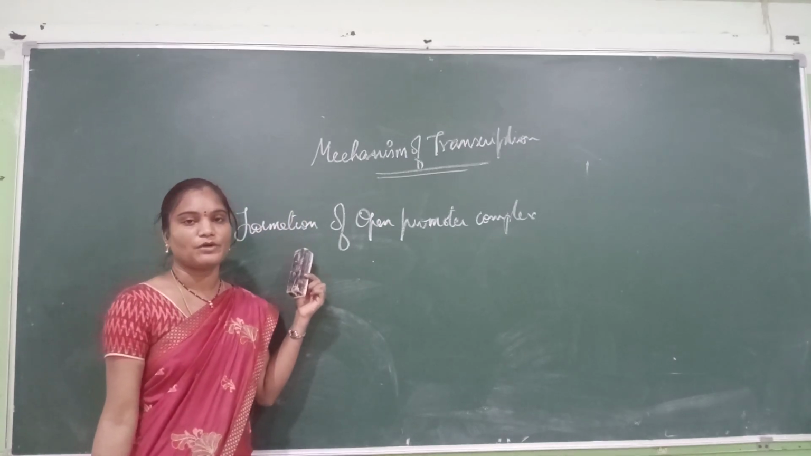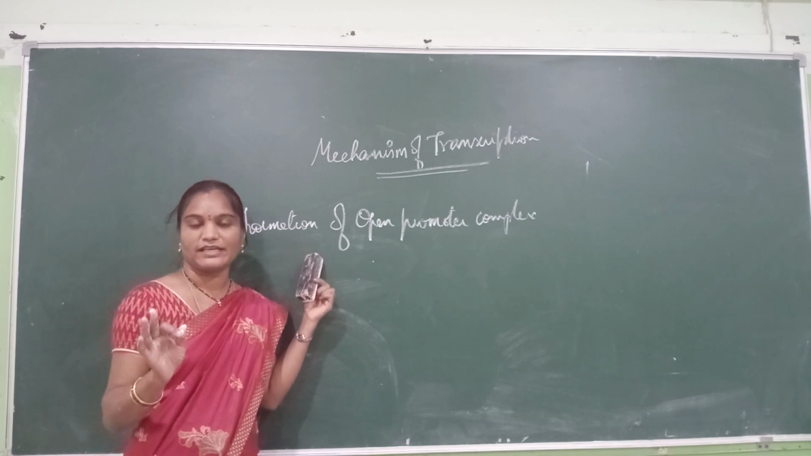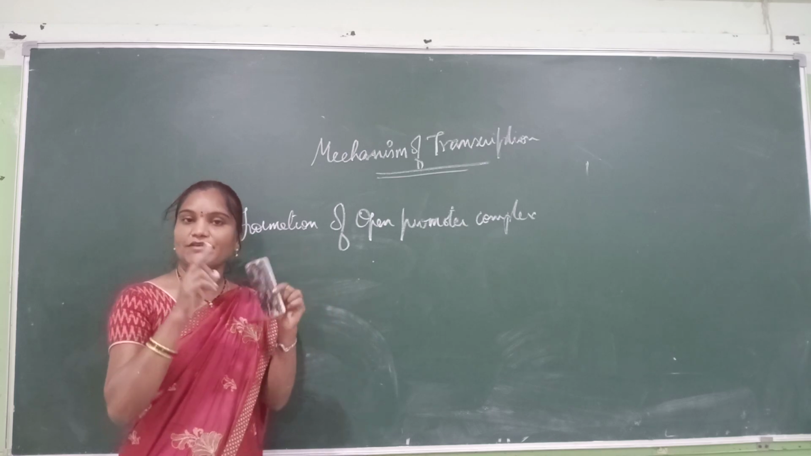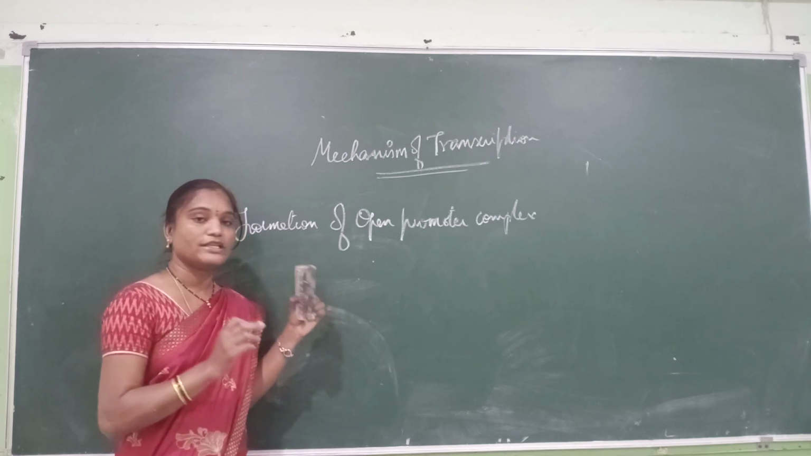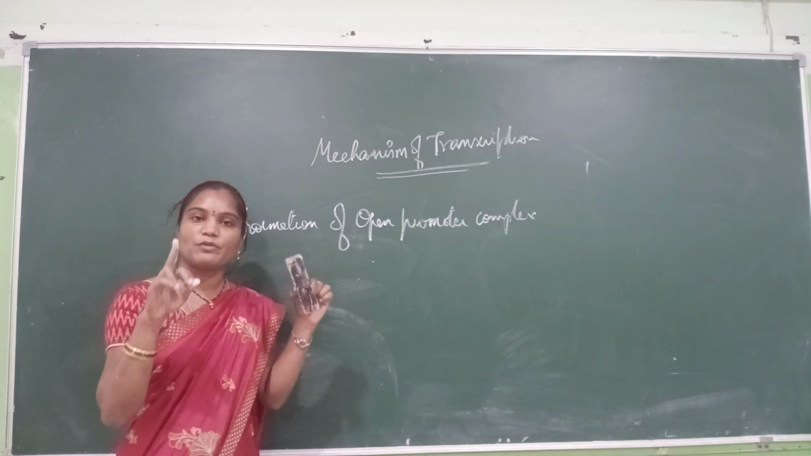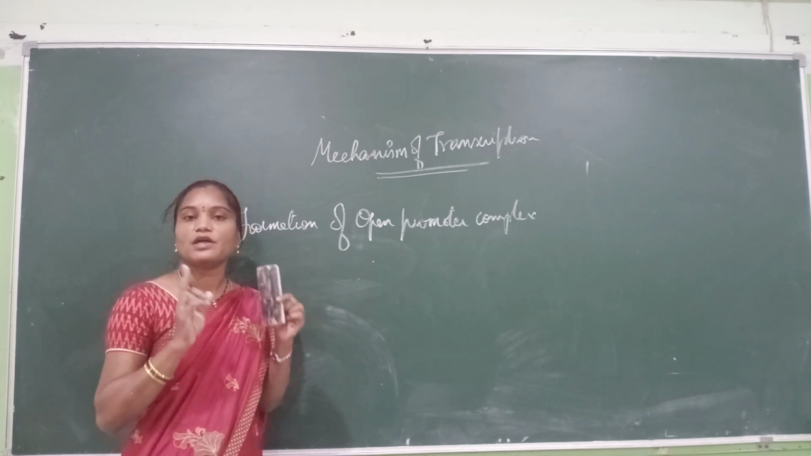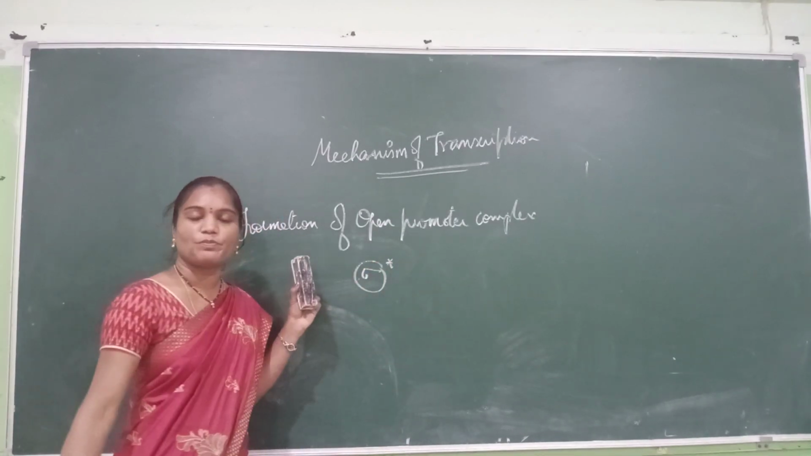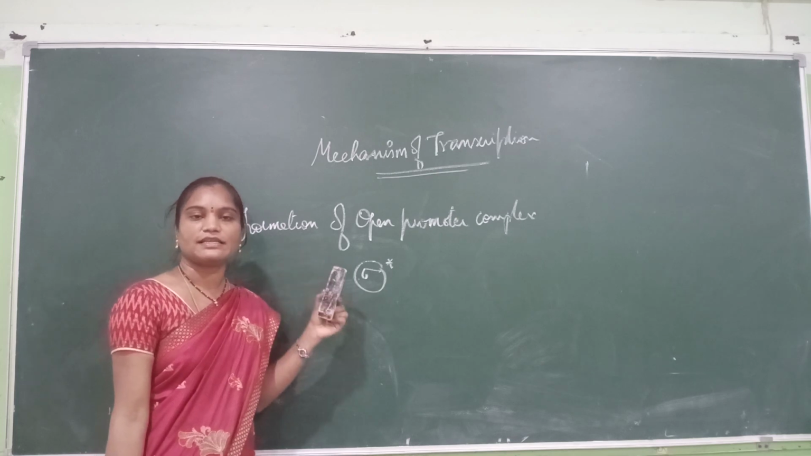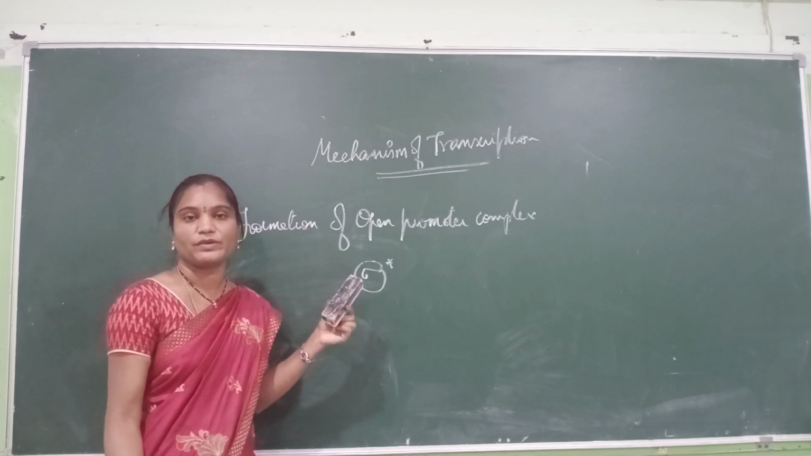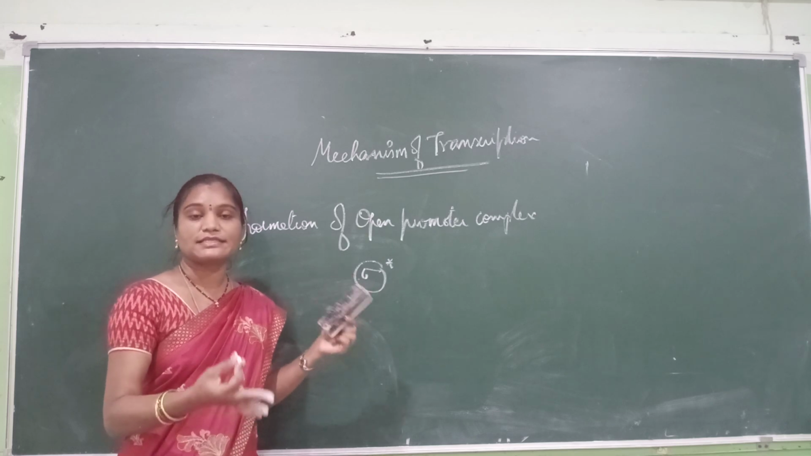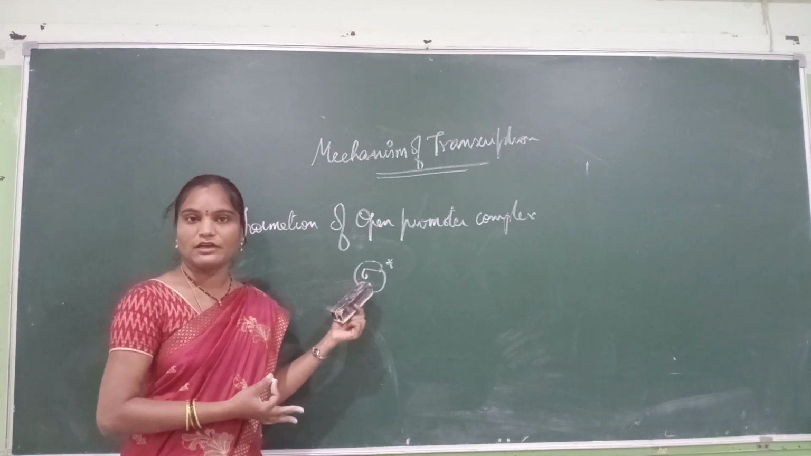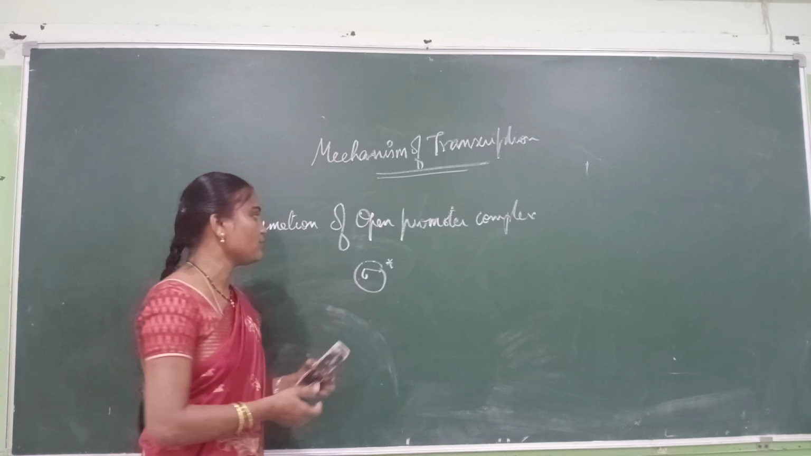So how is this open promoter complex formed? Already I have explained to you that in prokaryotes, RNA polymerase enzyme has 6 subunits. Among these 6 subunits, the open promoter complex is formed with the help of the sigma factor, the sigma subunit in your prokaryotic RNA polymerase.